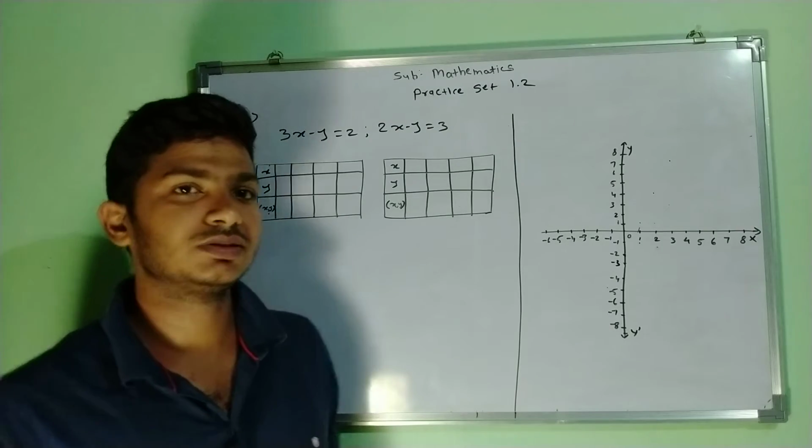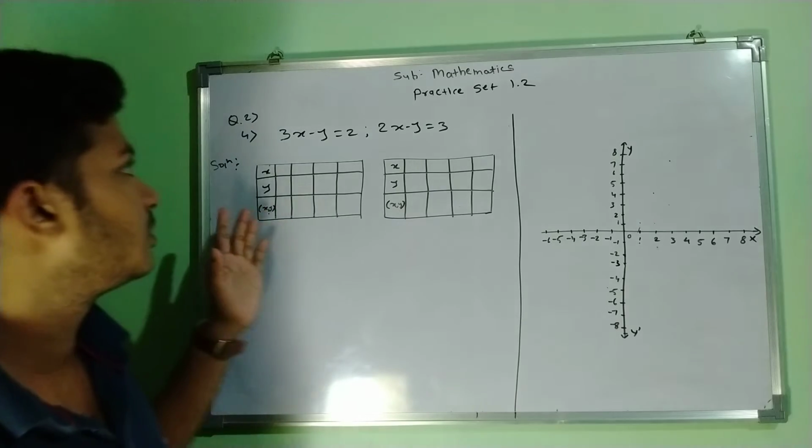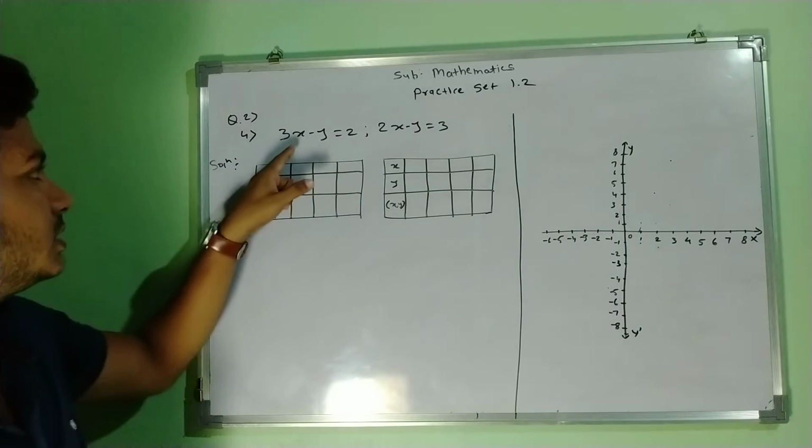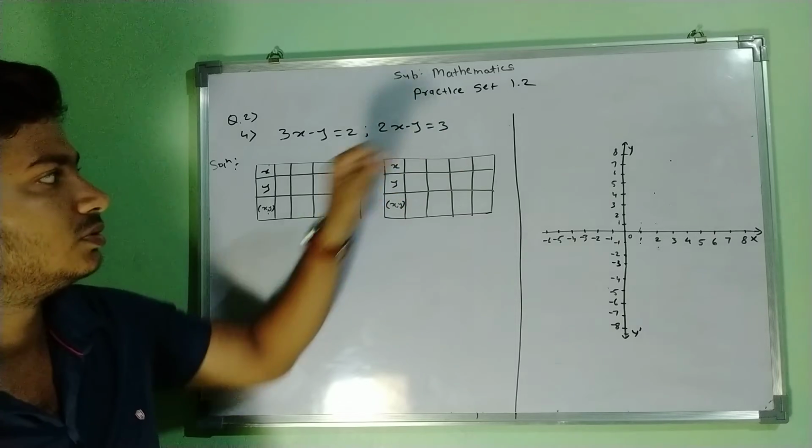Student, in the previous video I have solved the first example of practice 1.2. Now in this video I will solve the fourth example of practice 1.2. So the question is 3x minus y is equal to 2 and 2x minus y is equal to 3.